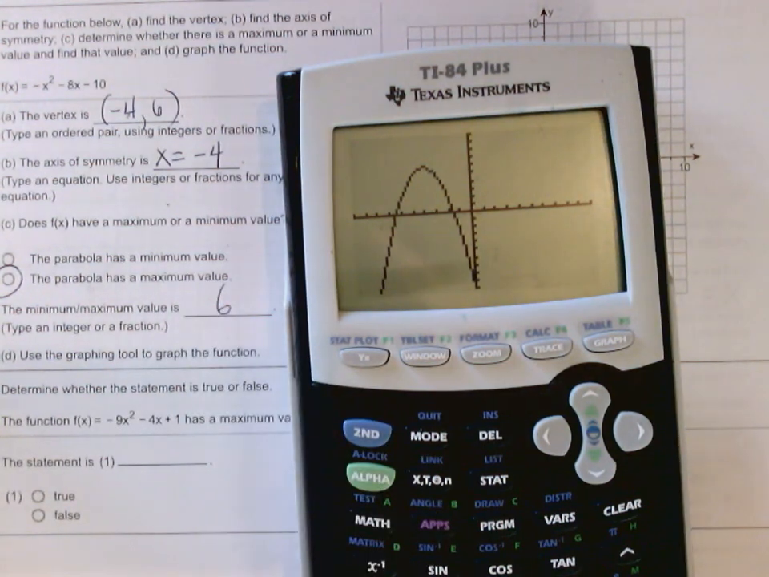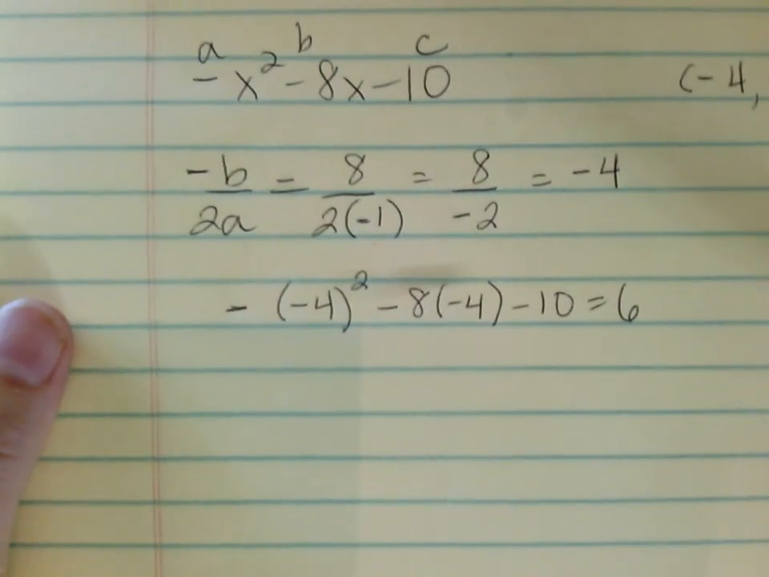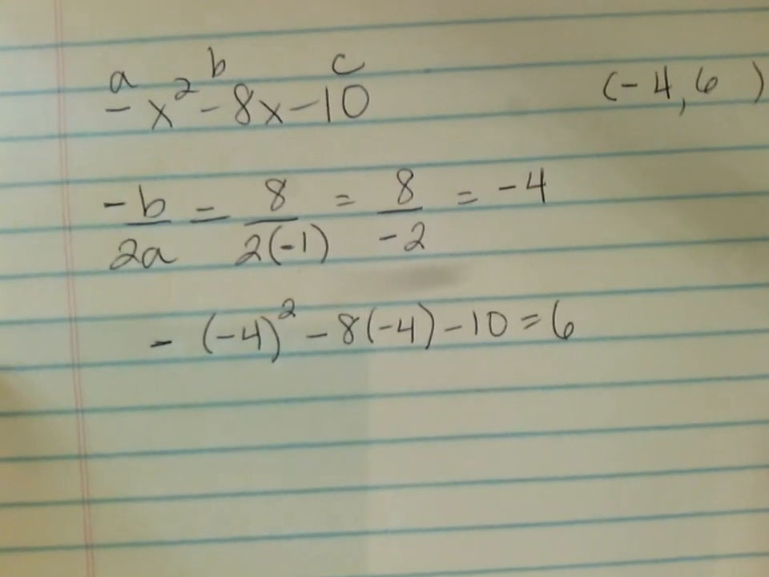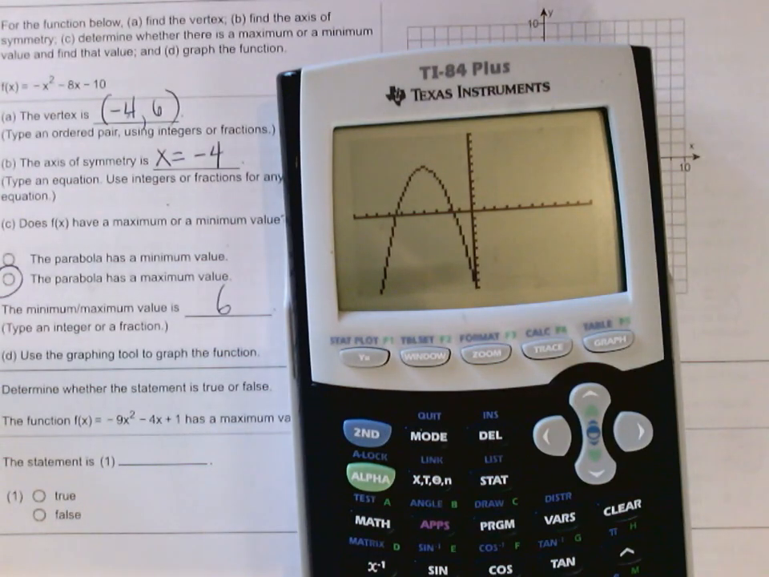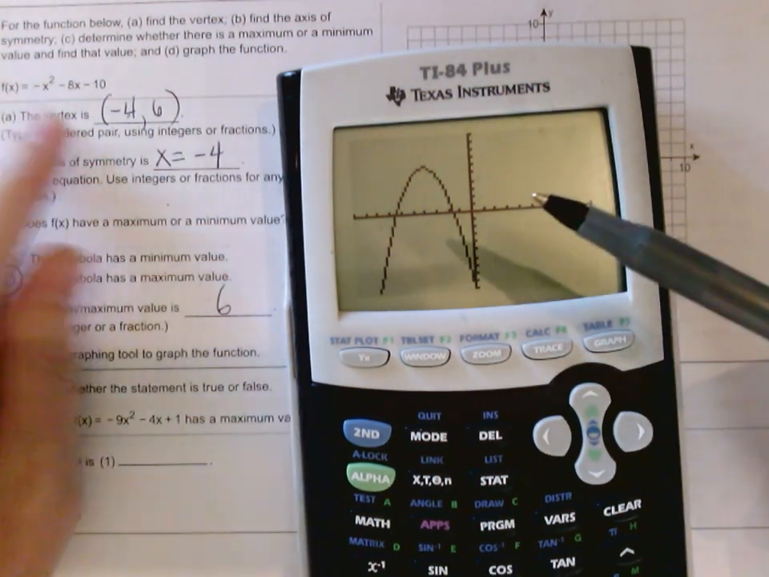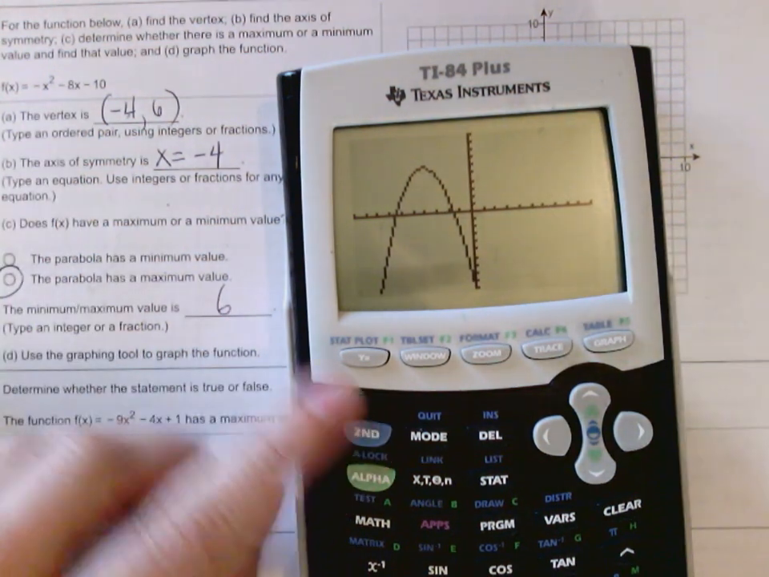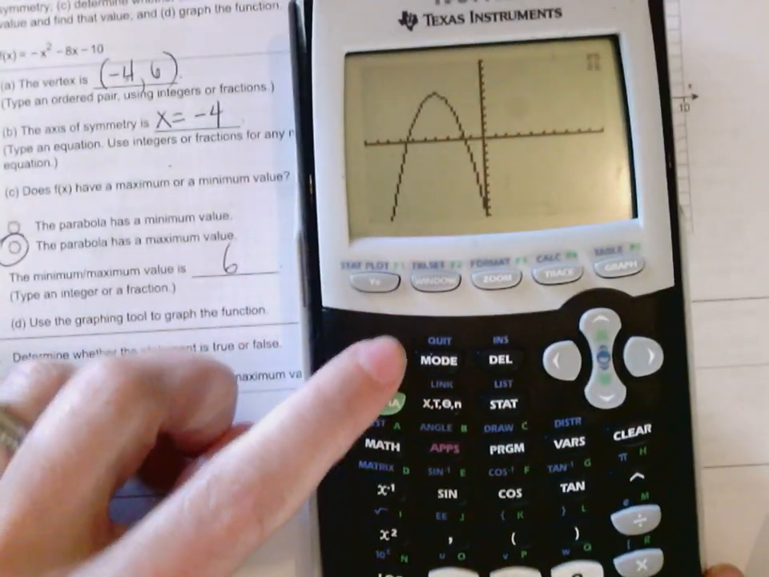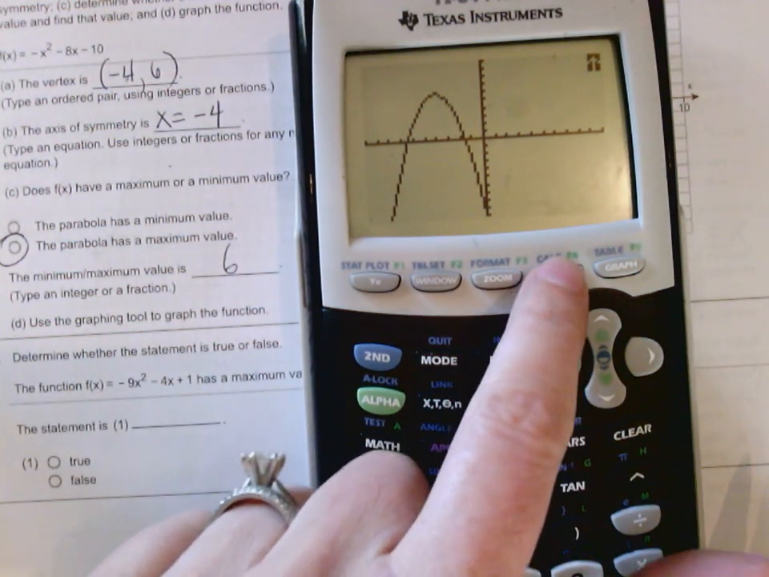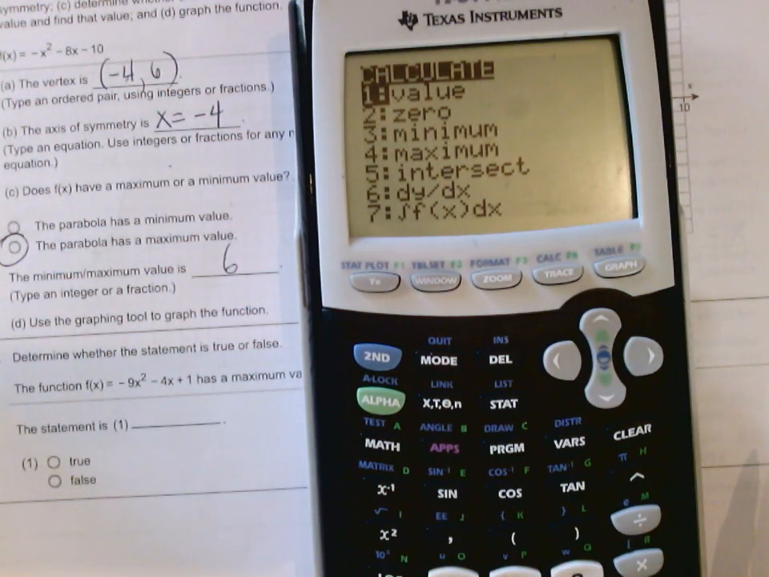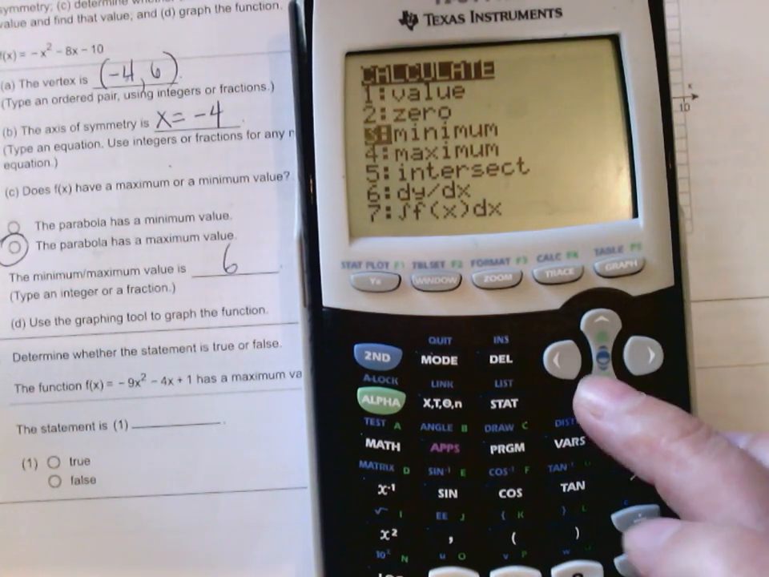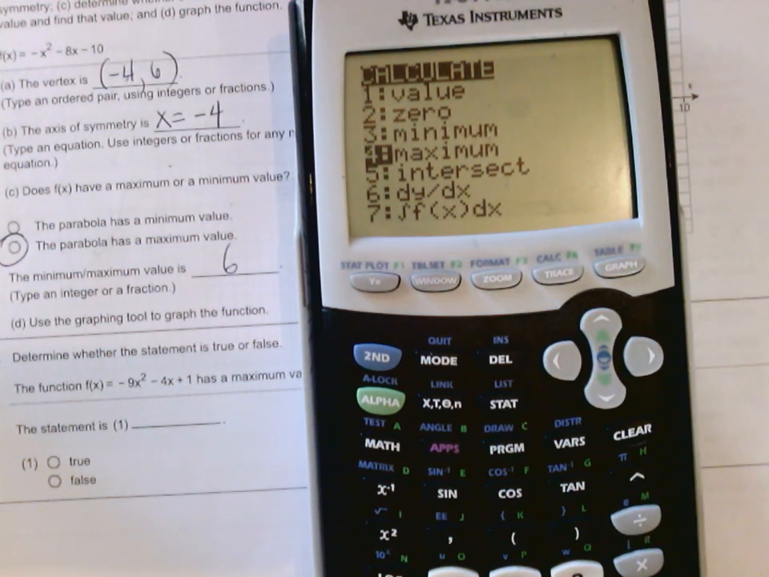Now, while we are here, remember how we've been using the opposite of b over 2a to find the vertex. Well, another trick you can do in your calculator, if you have typed in this function, is hit your second, then hit this calc button. Remember, this one was upside down, so it has a maximum. So let's go down here to maximum, and then hit enter.